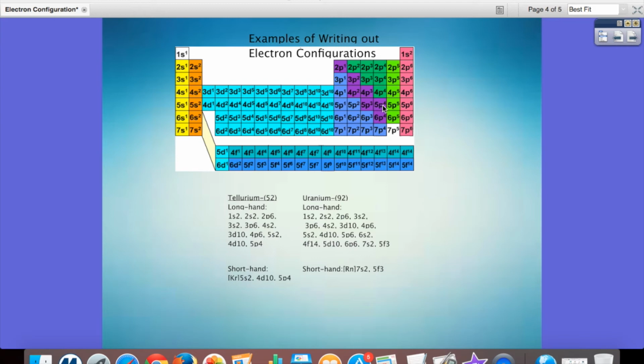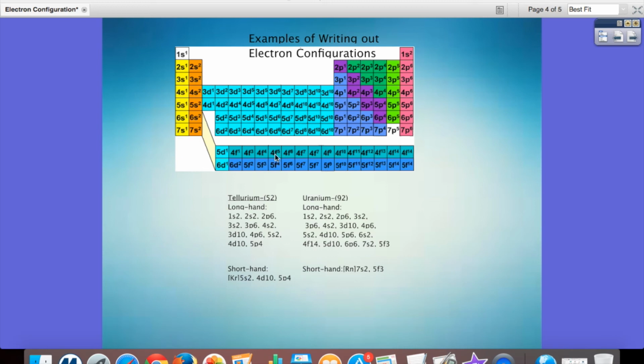Another one is uranium, and its longhand is 1s2, 2s2, 2p6, and then 3s2, 3p6, 4s2, 3d10, 4p6, 5s2, 4d10, 5p6, 6s2 down here, and then to the f's, 4f14, and then 5d10, and then 6p6, 7s2, and then 5f3, which is right here.